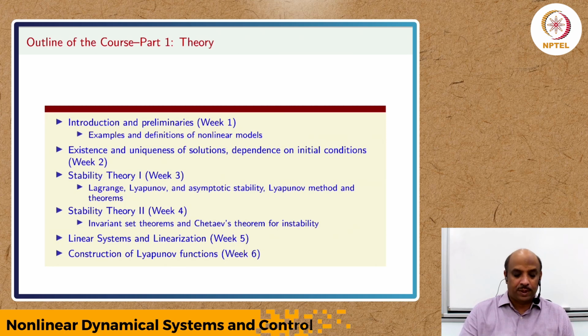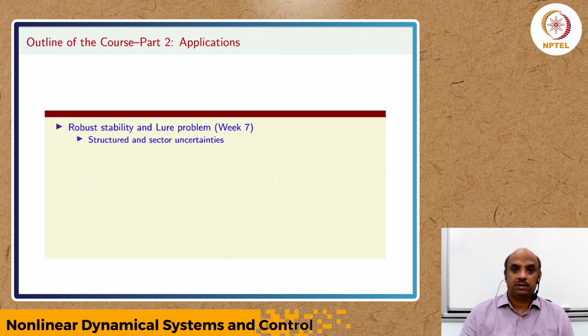In the second part of the course, we will look at the results that we developed in the first part. It is still going to be a lot of analysis, but applications of what we have learned in the first part. And in week 7, basically we will go through something called the Lur'e problem and applications of the Lur'e problem to robust stability. These are quite popular in linear systems. For example, structured and sector uncertainties can be looked at in this particular topic, and a more general treatment of all these topics is covered in something called passivity and dissipativity.